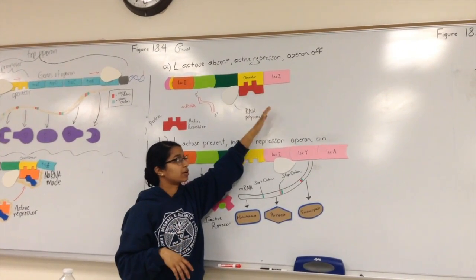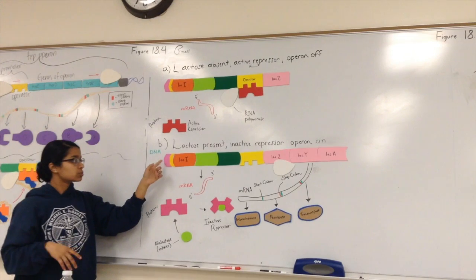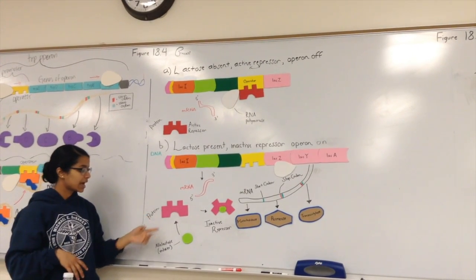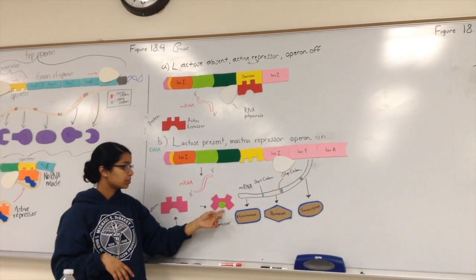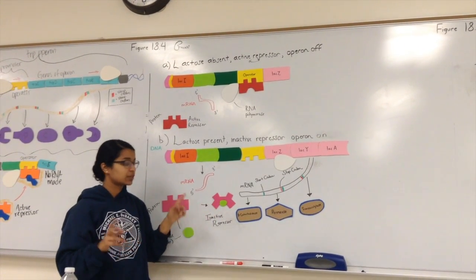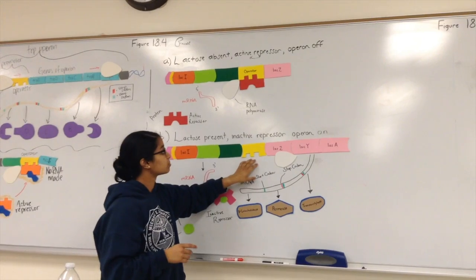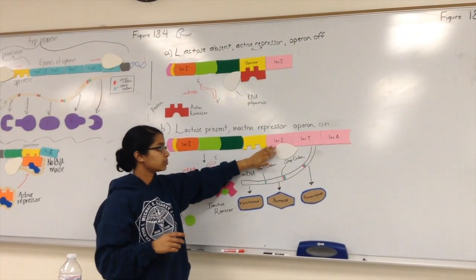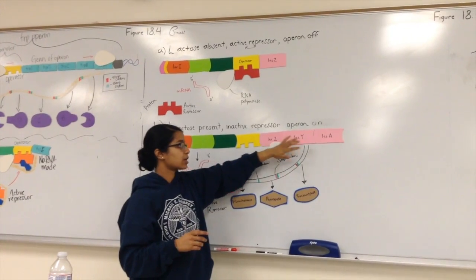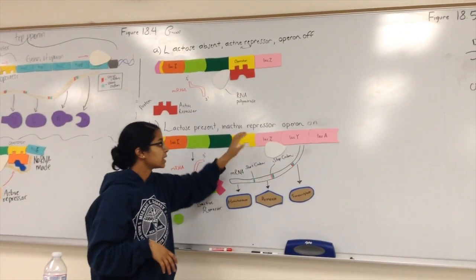does not create mRNA. However, when lactose is present, the repressor is inactivated by allolactose, which changes its shape and so inactivates the repressor, meaning that it's not able to bind to the operator, leaving the pathway open for RNA polymerase to pass through and transcribe these genes to mRNA.